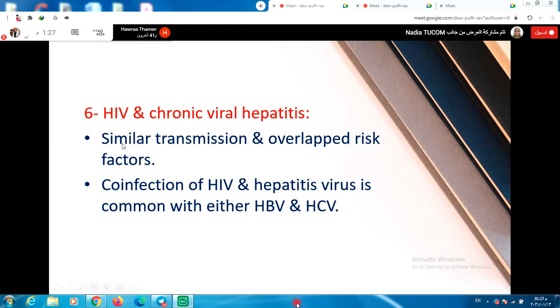Hepatitis B virus, HIV and chronic hepatitis. HIV can frequently be detected, causing co-infection with hepatotropic viruses, especially hepatitis B and C, because both of them are transmitted by parenteral route and through contaminated blood products, and there will be overlap of risk factors and symptoms.